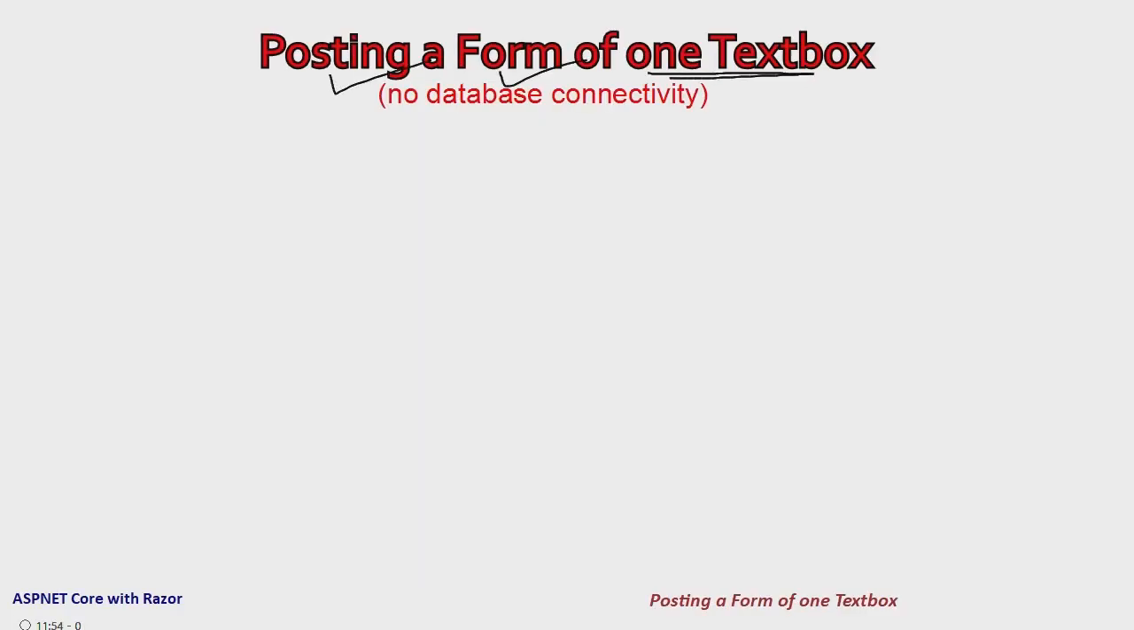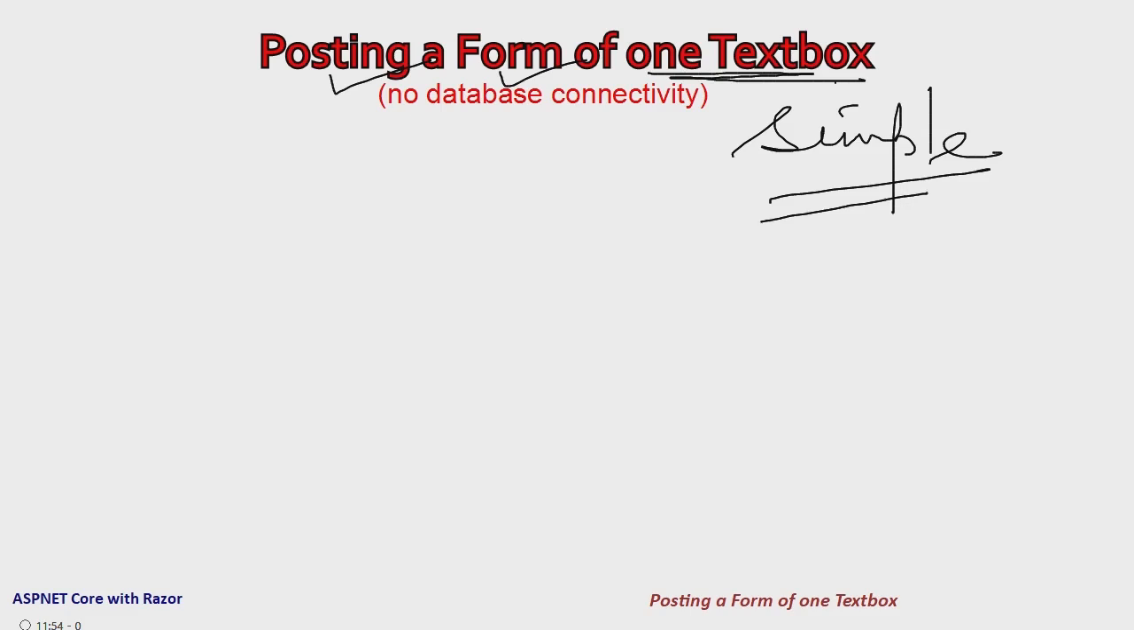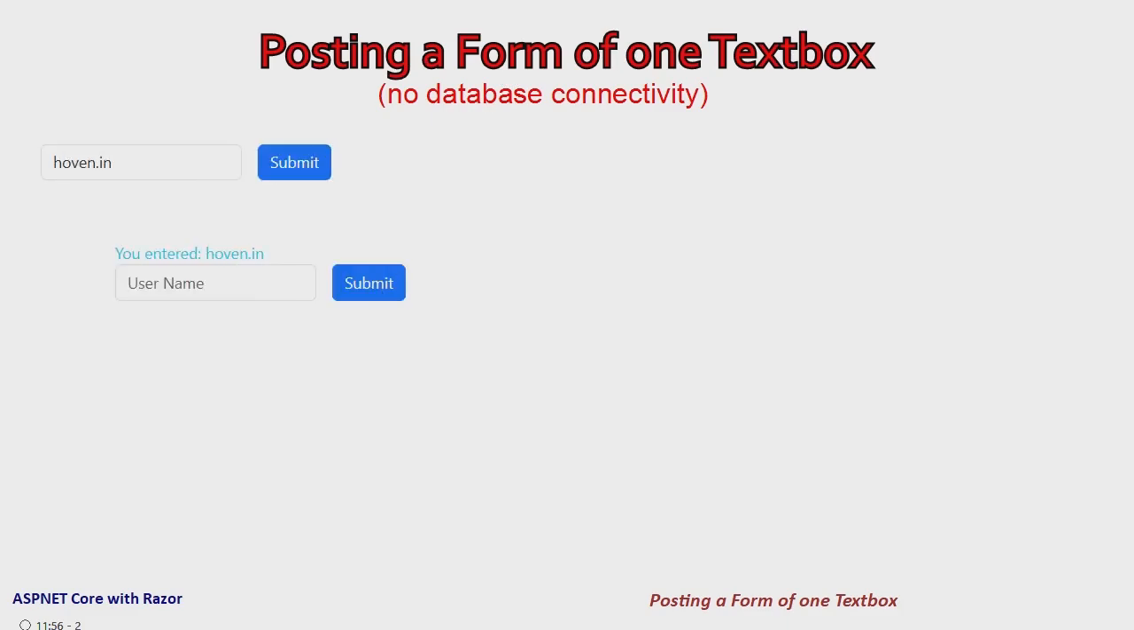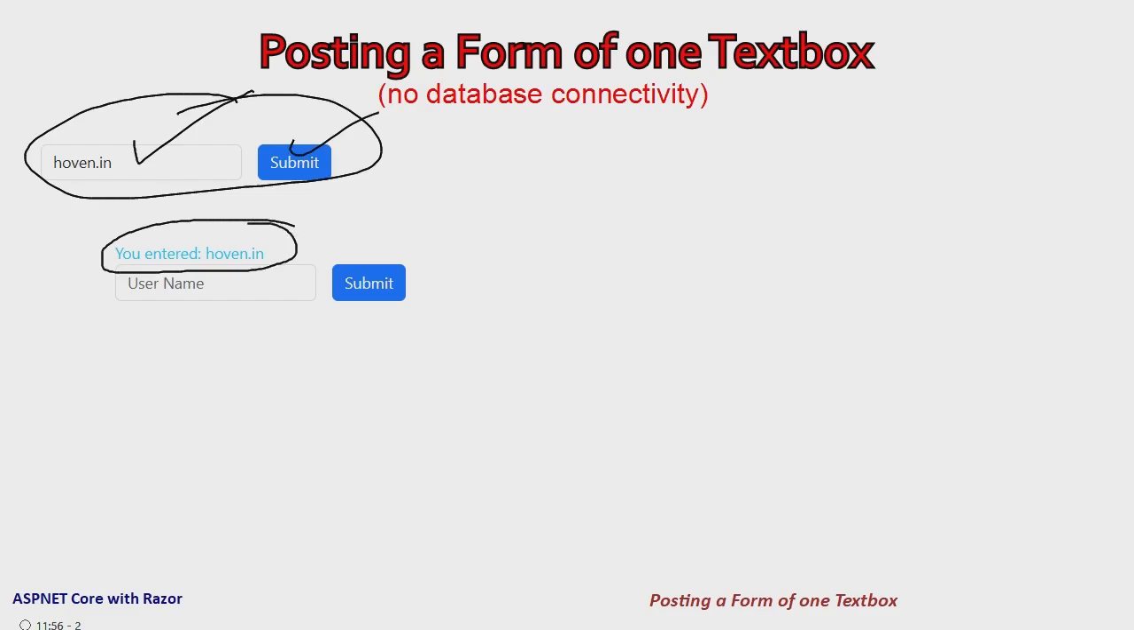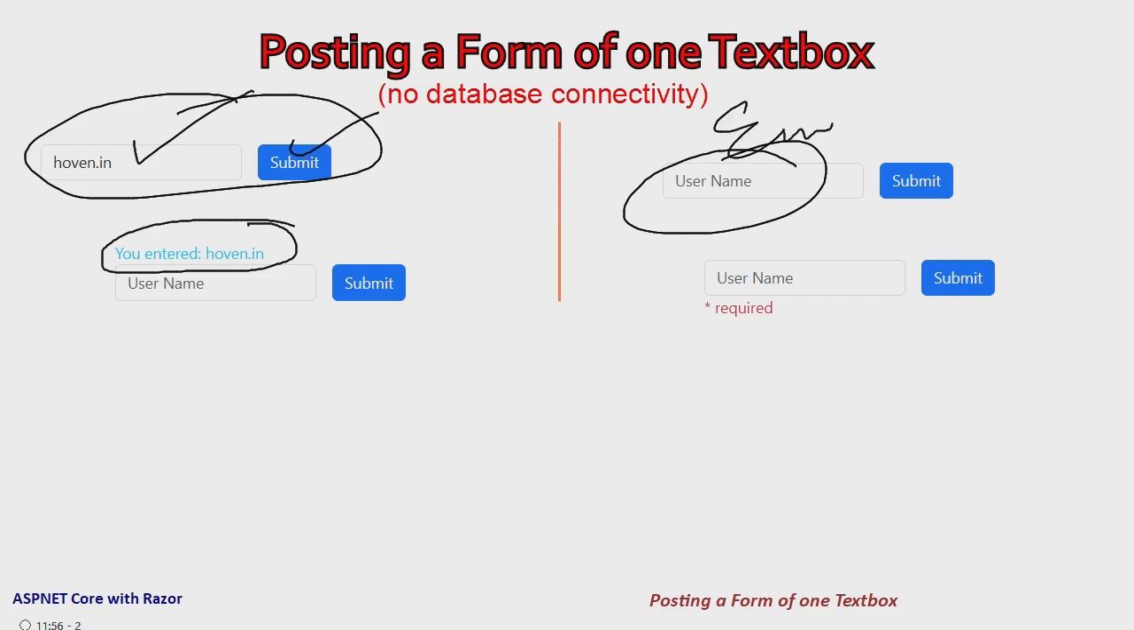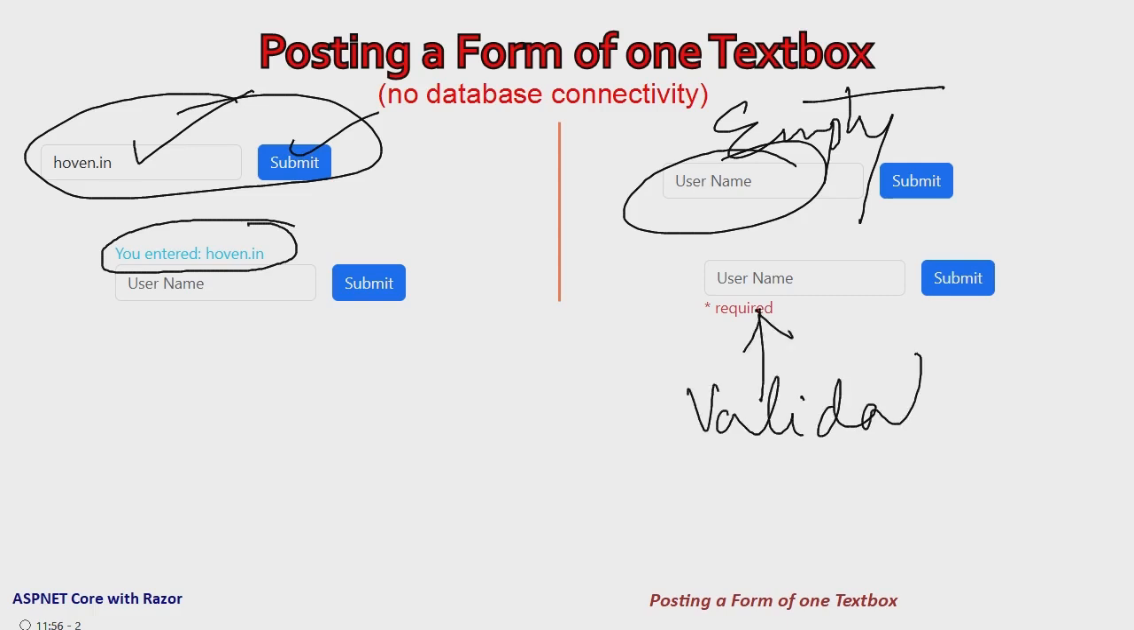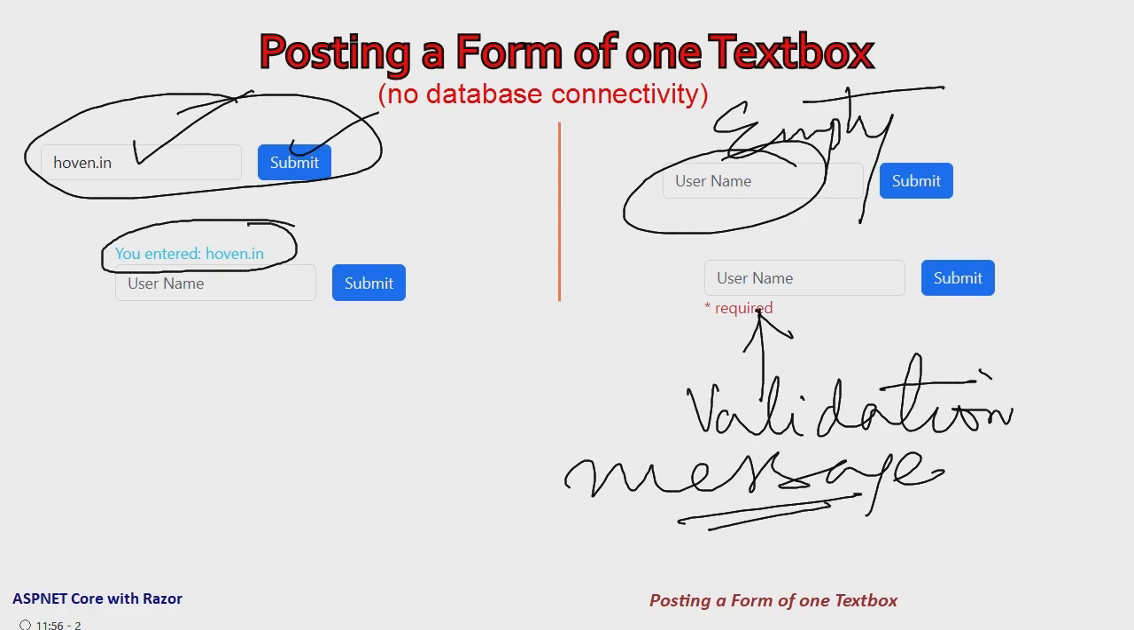In this tutorial, we shall learn posting a form of one text box. We will keep the things very simple, and there will be no database connectivity. We will talk about that in later tutorials. So this is a form where the user types something. When he submits it, a message will be shown, you entered whatever. If the user doesn't type anything, if he keeps it empty, then a required validation error message must be shown to the user.